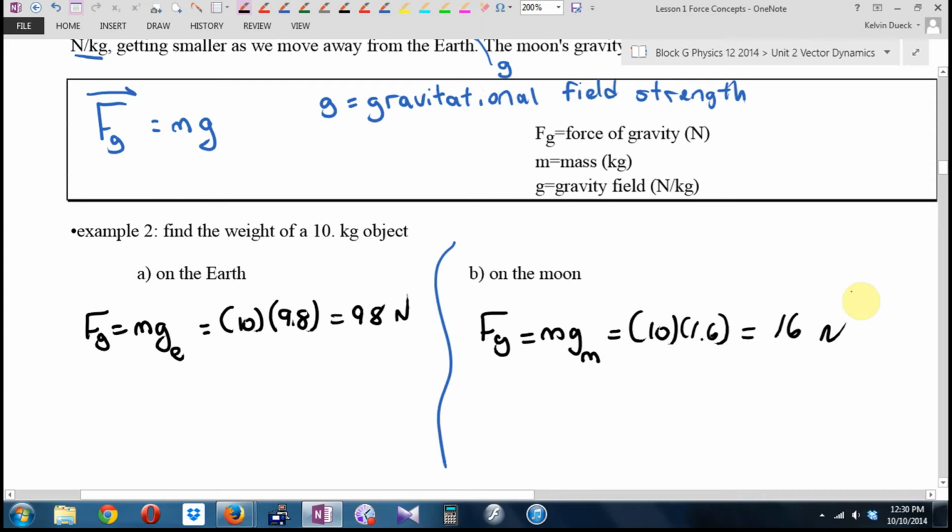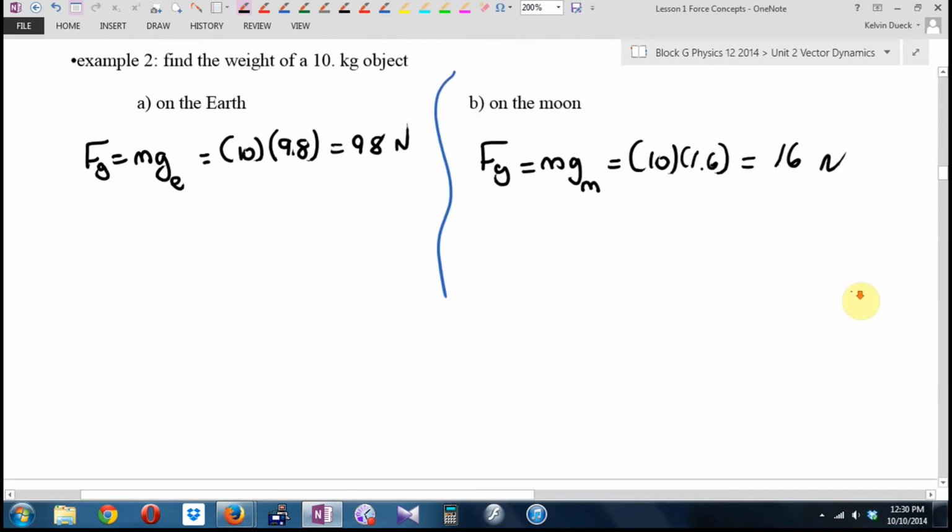Okay. So on the moon, 10 kilograms would tug down towards the surface with a force of 16 newtons, or 1.6 newtons on every kilogram of mass. On the Earth, it tugs down with 9.8 newtons on every kilogram of mass, so for a total in this case of 98 newtons.